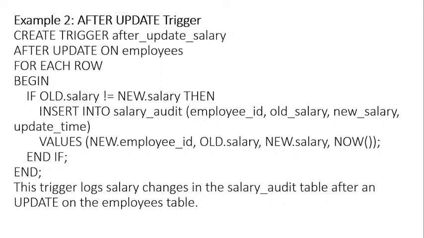So they now say create trigger after update salary. So the name of the trigger is after update salary. Are we following? Yes. After update on employees, employees is the name of the table. For each row, begin. If old salary is not new salary, you know what that statement means? If old salary is not new salary, what does it mean? If the salary has changed. Good. That is when this action will take place.